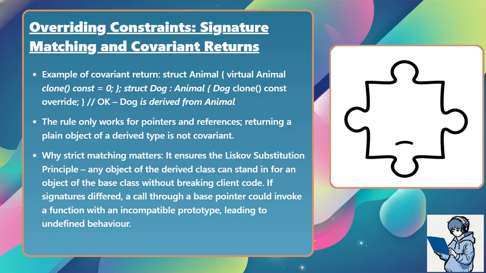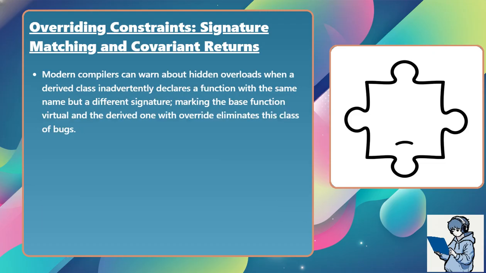Why strict matching matters. It ensures the Liskov substitution principle. Any object of the derived class can stand in for an object of the base class without breaking client code. If signatures differ, a call through a base pointer could invoke a function with an incompatible prototype, leading to undefined behavior. Modern compilers can warn about hidden overloads when a derived class inadvertently declares a function with the same name but a different signature. Marking the base function virtual and the derived one with override eliminates this class of bugs.